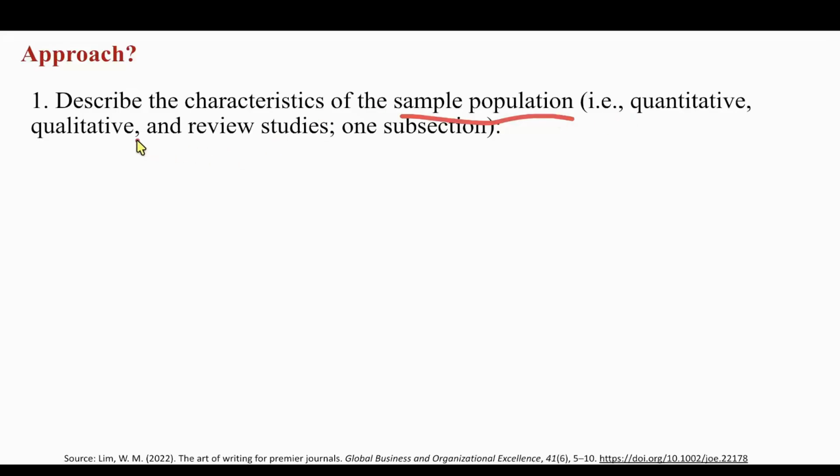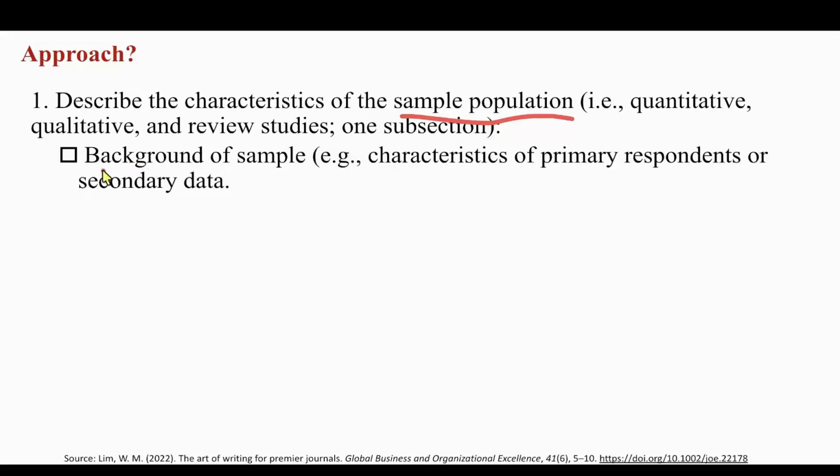If it is a quantitative, qualitative or review study, we should add one subsection to it, basically discussing the background of the sample. What were the characteristics of my primary respondents or secondary data? Just to give you some examples, in primary data, I can say that I collected the data from experts using this particular technology for the last 15 years. So they should have 15 years of experience, right?